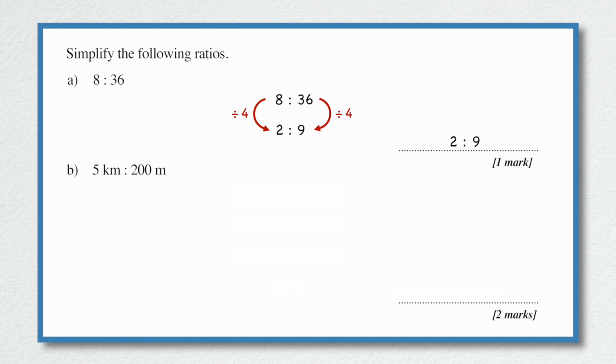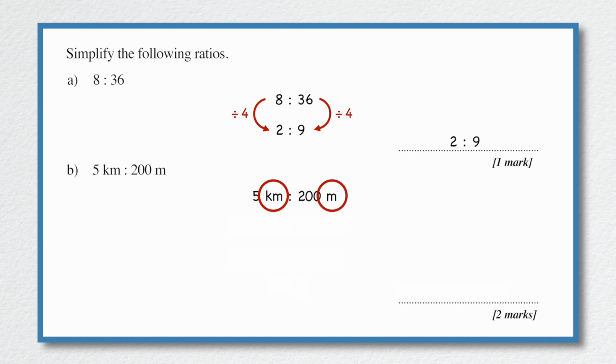For part B, notice that there are 2 marks. This would suggest that there are going to be 2 stages to this problem. If we look at the ratio, we can see that on the left-hand side we have 5 kilometres and on the right-hand side we have 200 metres. The units of distance are different. We have kilometres and metres. We therefore need to make both units the same.